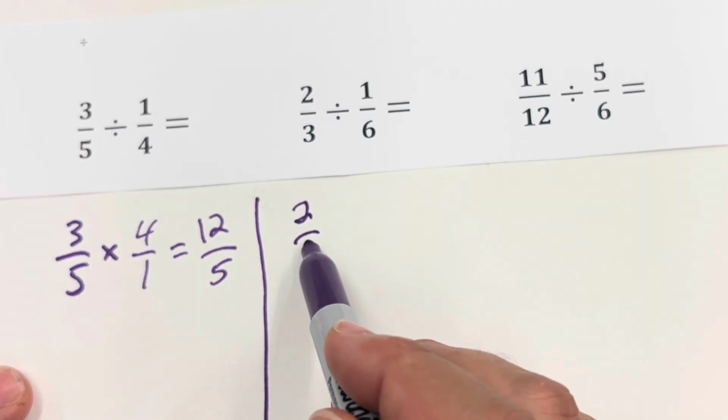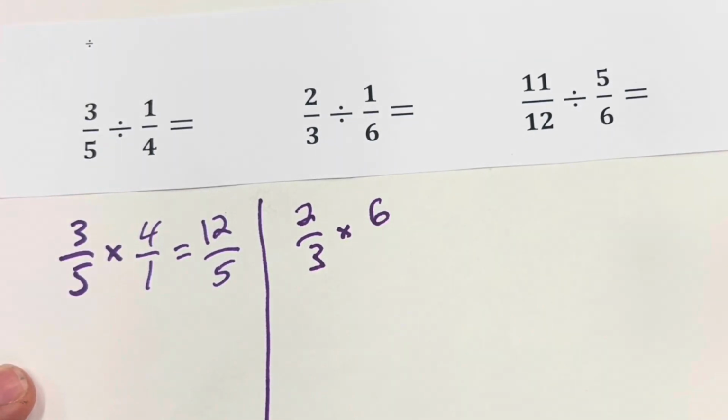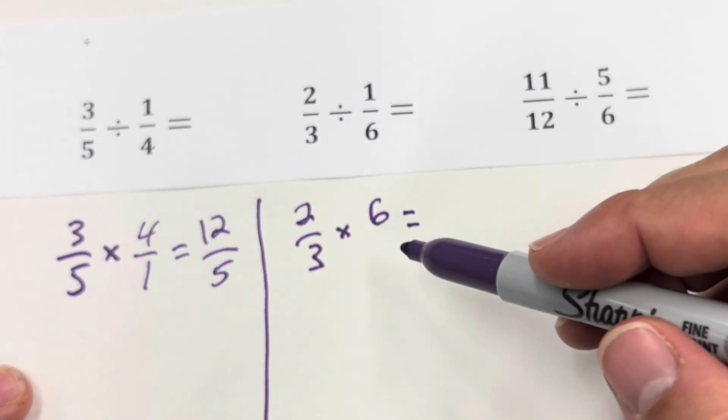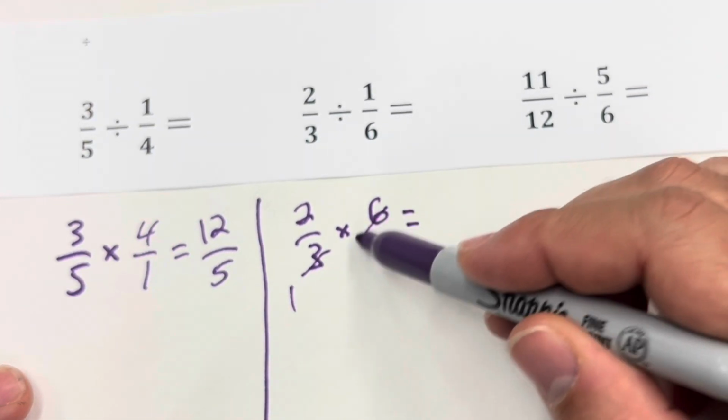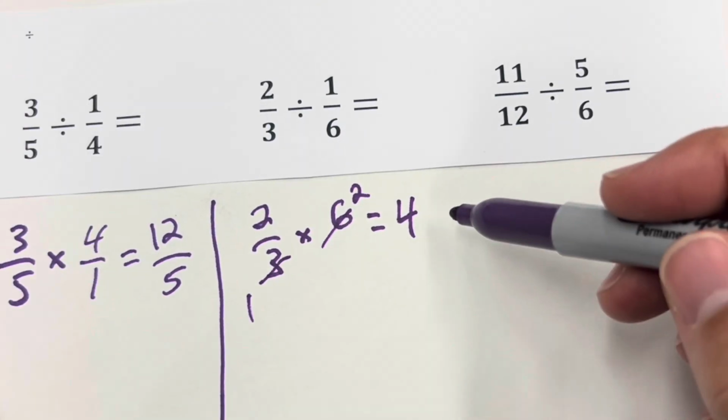2/3. 2/3 times 6/1. So I'm not going to write the 1 right now. Now you divide equal. Divided by 3, 1. Divided by 3 is 2. 2 times 2, 4. So 4 is the answer for this.